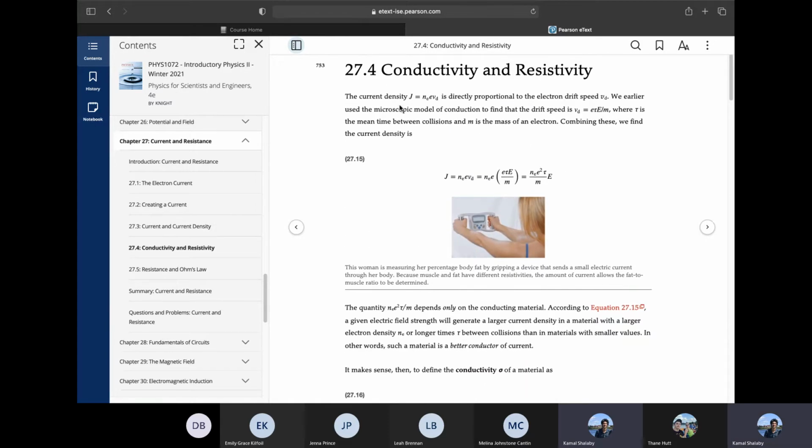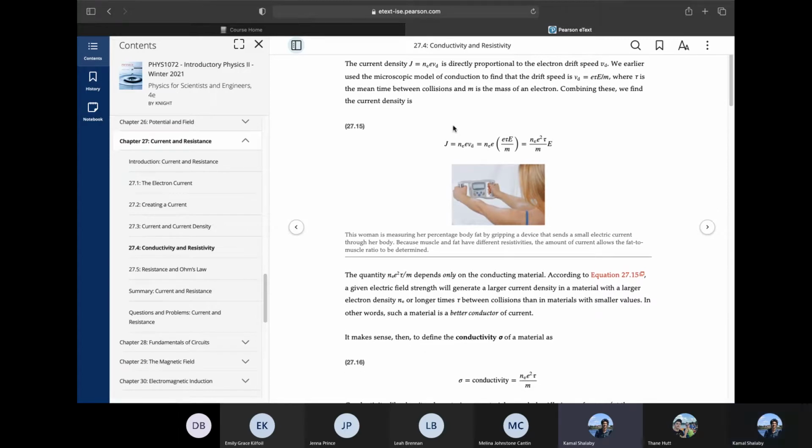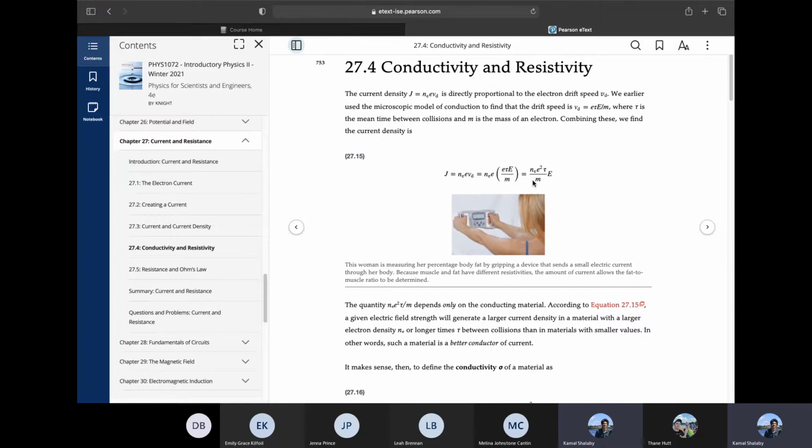Okay, so the current density is equal to the electron density multiplied by the charge multiplied by the drift speed. That also happens to equal to that.